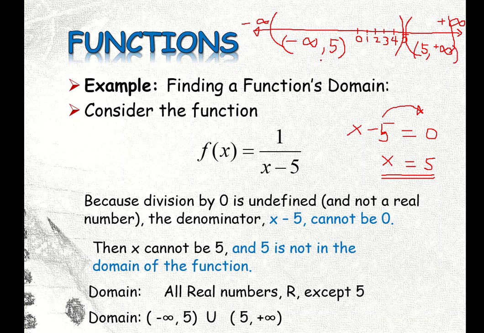So we have to combine them. So we have to union them. That's why we have this interval in union with this interval. Ibig sabihin nito na all real numbers except 5. So lahat ng number dito are domains of this function except number 5. So that is what is meant by this expression or notation. Alright, so that's an example of finding a function's domain.